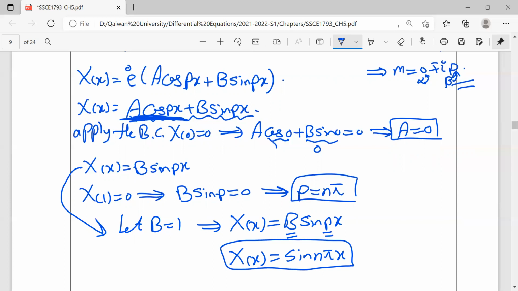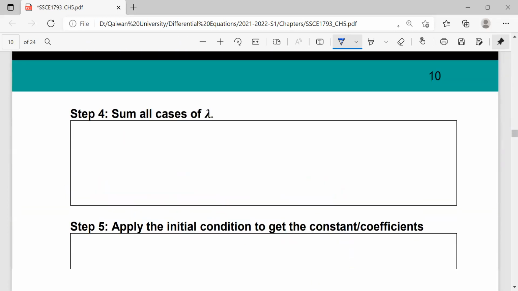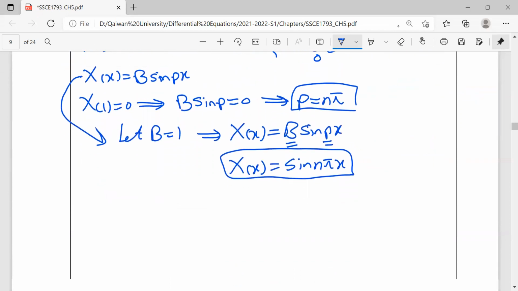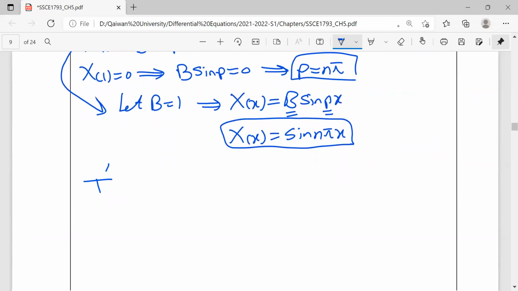After finding a non-zero solution for x, then we work on t. Now let's work on t. To work on t, we say t prime minus 4 lambda t equals 0. But lambda is negative p squared, sorry. It is t prime plus 4 p squared t equals 0.